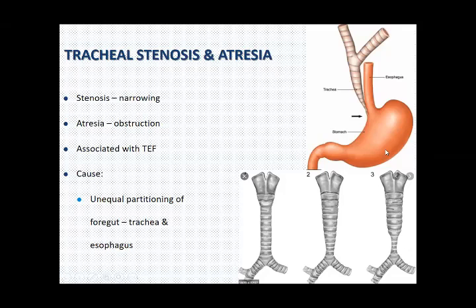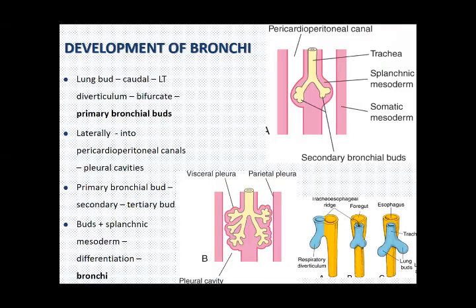Normally ये trachea and esophagus जो है, they should separate out। आधा trachea होगा, आधा esophagus बनेगा। But if the partitioning between them is unequal, so that trachea की तरफ smaller part and esophagus की तरफ wider part होगा, so this is unequal separation of the foregut into trachea and esophagus। So this is the result। It's called tracheal stenosis and atresia, two different चीजें हैं.